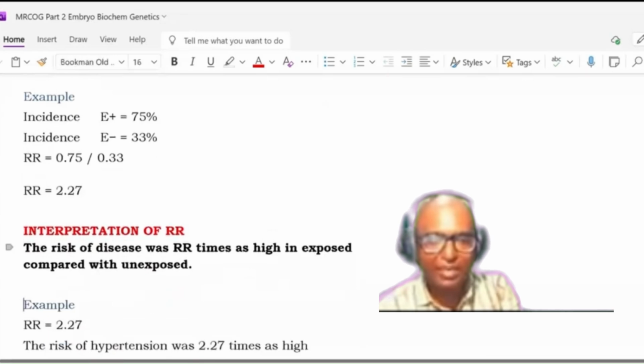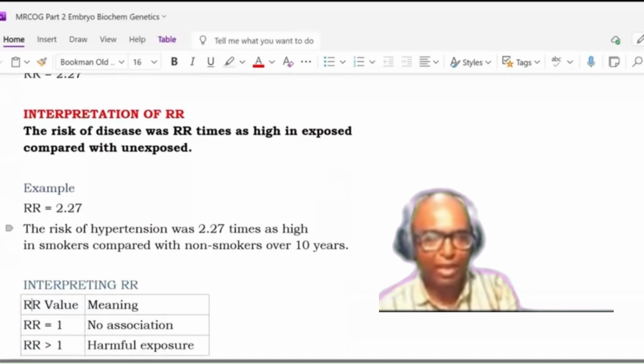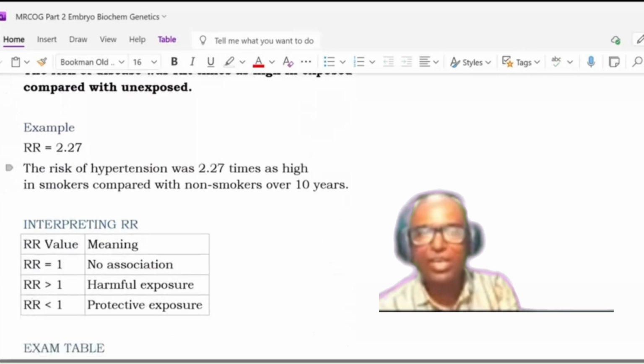So how do you interpret relative risk or the risk ratio? The risk of the disease was RR times as high in the exposed compared to the unexposed. Okay, so the risk of the disease was 2.27 times as high in the exposed compared with the unexposed. So this is the interpretation of the relative risk. So we will say the risk of hypertension was 2.27 times as high in smokers compared with non-smokers over a period of 10 years. You always mention the time period also. Time element is there in the cohort.